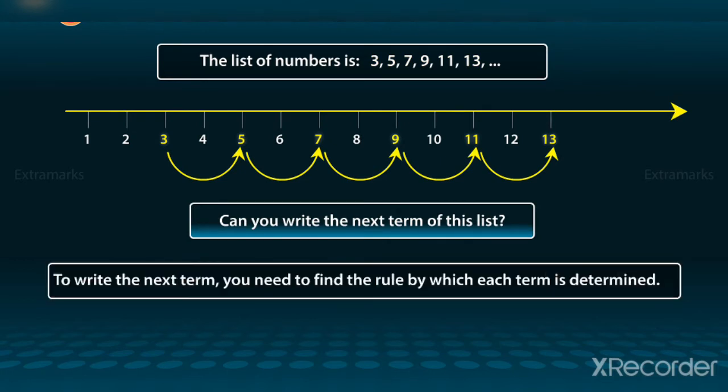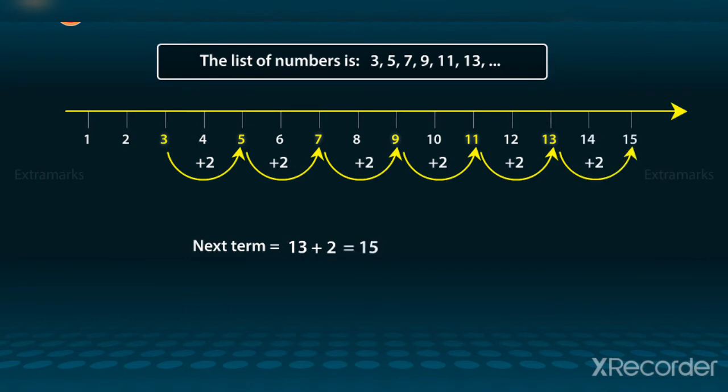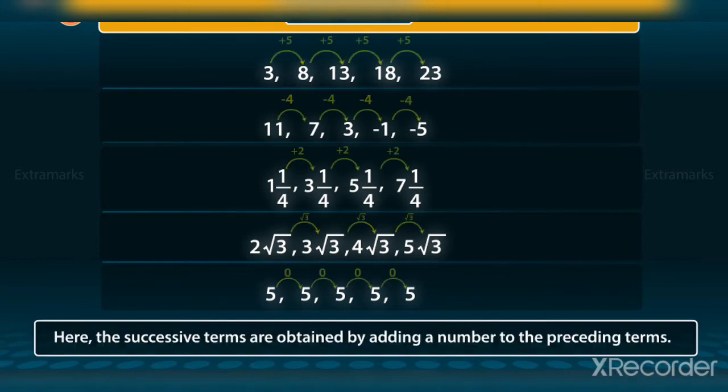To write the next term, you need to find the rule by which each term is determined. Here, we notice that each term is 2 more than the term preceding it. So the next term is 13 plus 2, which is equal to 15. Further terms can be determined by adding 2 to their preceding terms. Similarly, you can find the next terms of the other lists of numbers given here. Here, the successive terms are obtained by adding a number to the preceding terms.